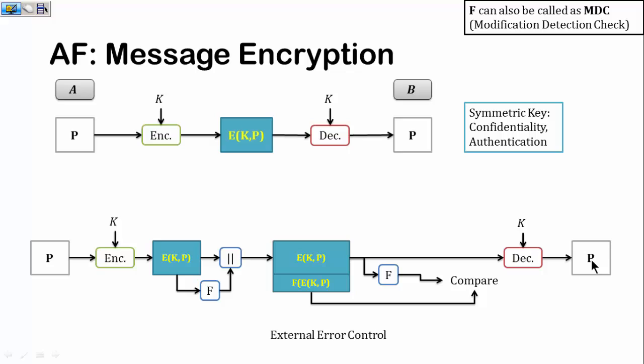This function f is also referred to in some textbooks as MDC or modification detection check, which is basically a bit stream or a code that is detecting if some of the bits of the plain text have been modified or not. It simply assumes that if some of the bits, or even one of the bits, is modified, the code is going to be entirely different.